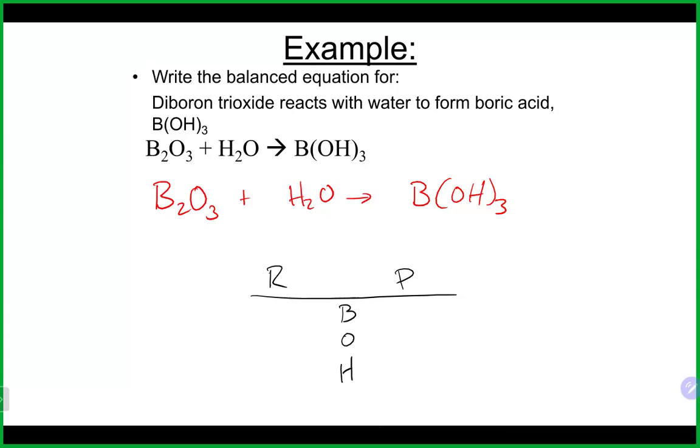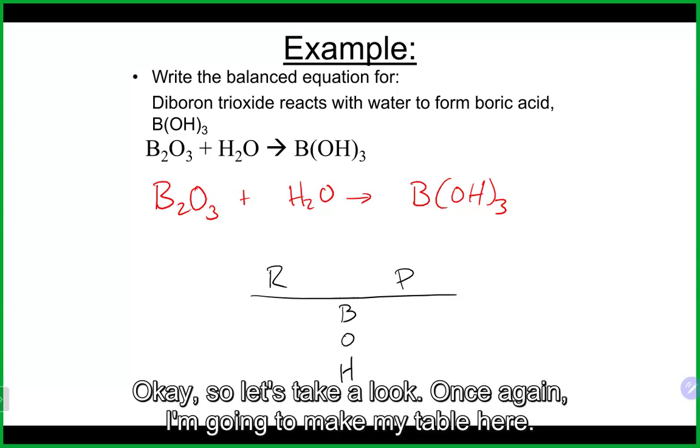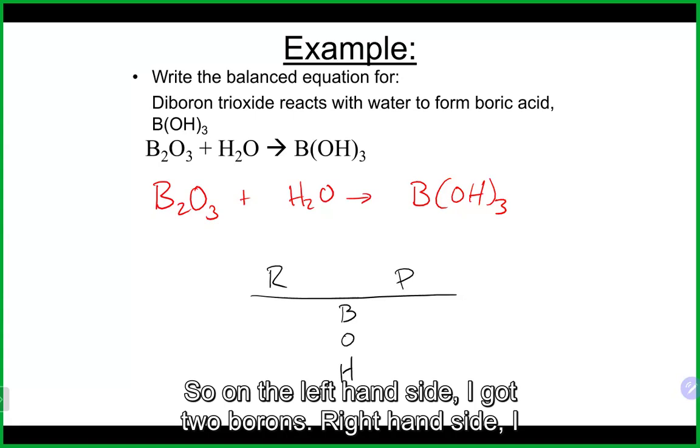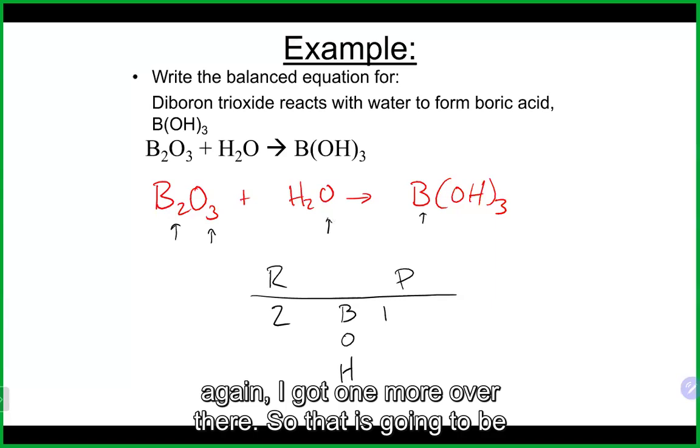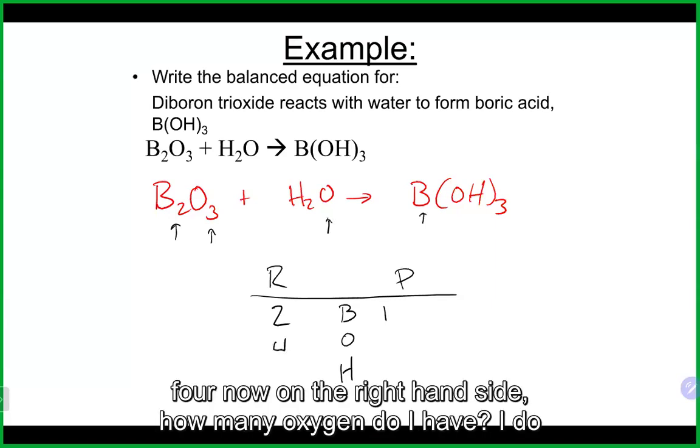All right, let's try. Okay, so let's take a look. Once again, I'm going to make my table here. So on the left-hand side, I got 2 borons. Right-hand side, I got 1. Left-hand side, in terms of oxygen, I got 3 here. And again, I got 1 more over there. So that is going to be 4.